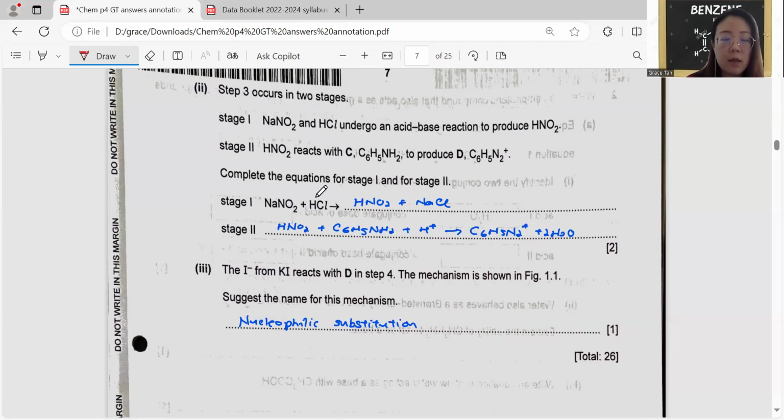So therefore, you just swap the ion acid base. We can see that the HCl donated a proton. Therefore, it becomes HNO2 and NaCl. Stage 2 is the diazotization. Now, diazotization needs to be done under acidic condition. So I predict a lot of students' mistakes here. Otherwise, you can't balance the positive charge.